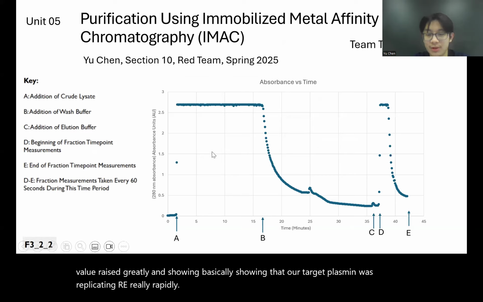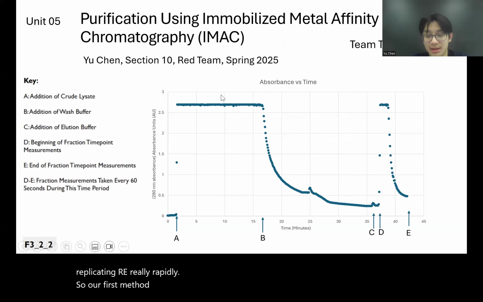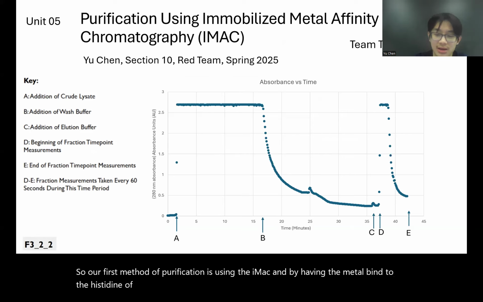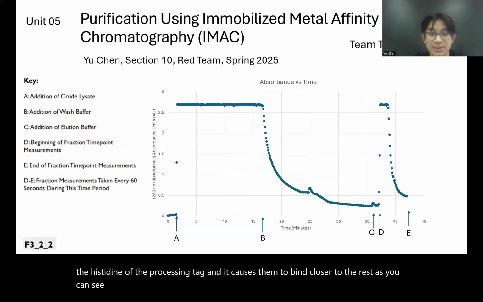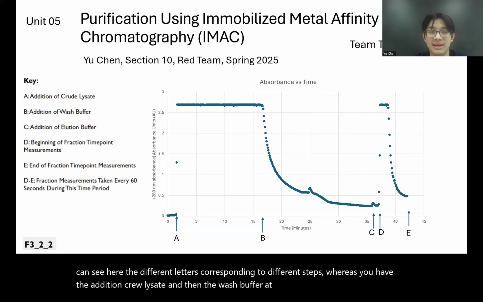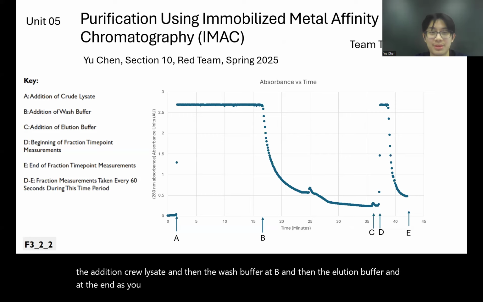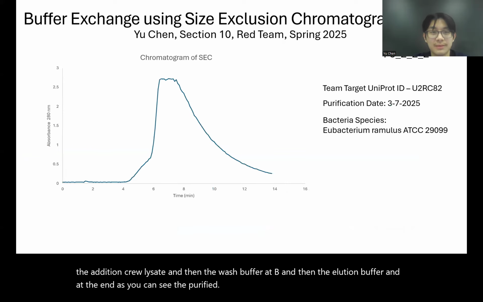So our first method of purification uses the IMAC, with the metal binding to the histidine of the processing tag, and it causes them to bind closer to the rest. As you can see here, the different letters correspond to different steps. At A, you have the addition of crude lysate, and then the wash buffer at B, and then the elution buffer, and at the end, as you can see, the purified protein coming out of the column.